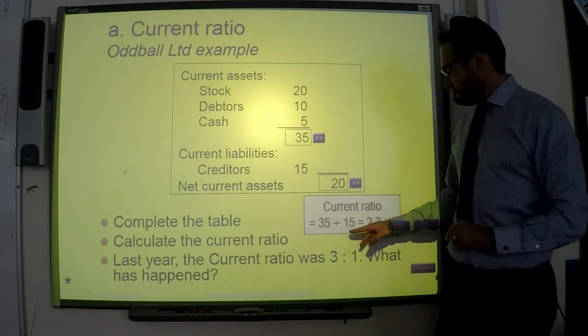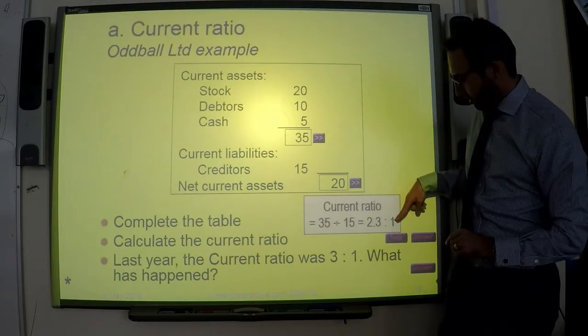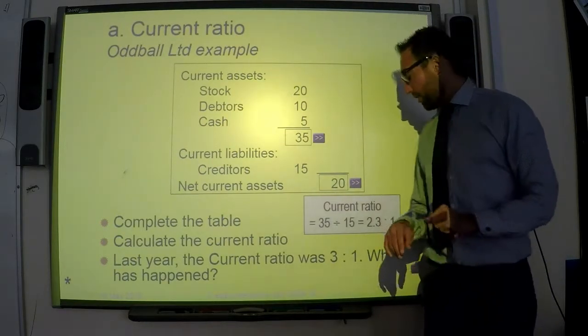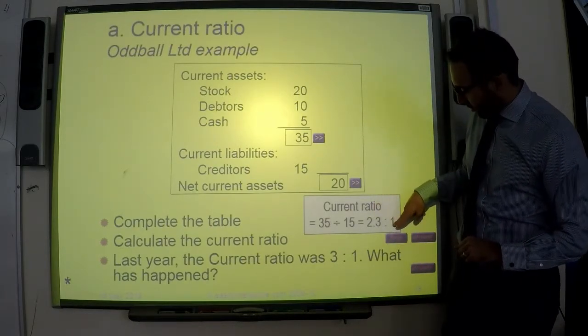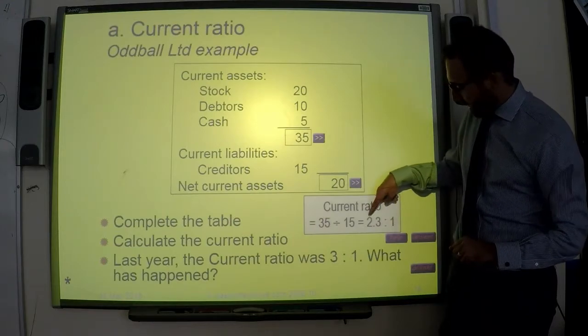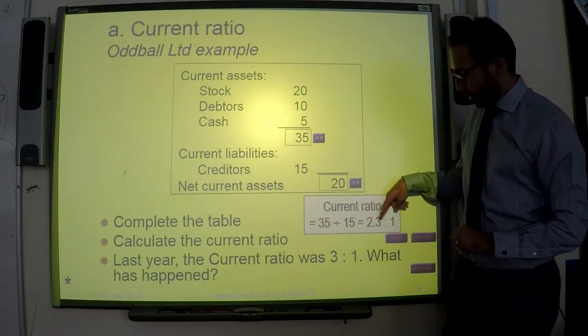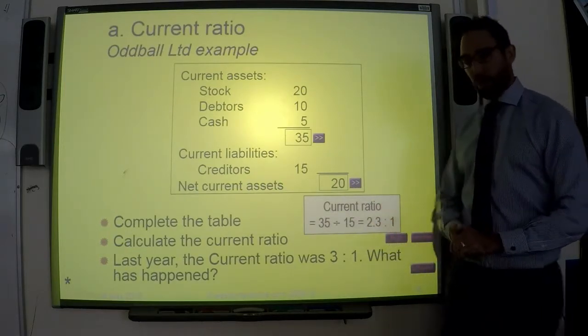One last thing. Just remember, what is this showing? This is showing, is the business able to pay its current liabilities? If they all came knocking, everybody we owe money to, if they came knocking and asked for that money, can we pay them? Well, yes, we can, because for every one person that we owe money to, we have 2.3 in current assets to pay them. So this business is liquid. It has enough current assets to be able to pay the people that they owe money to.